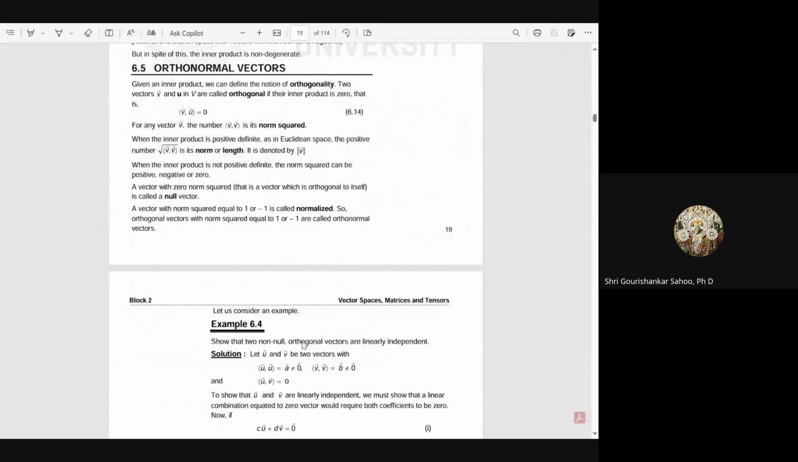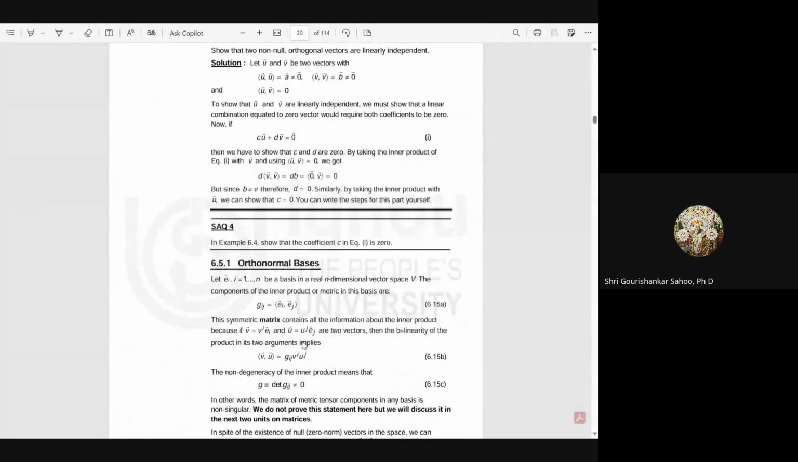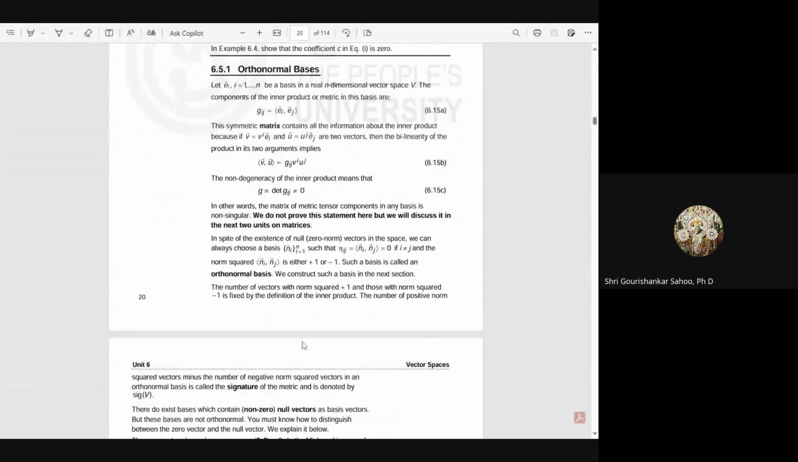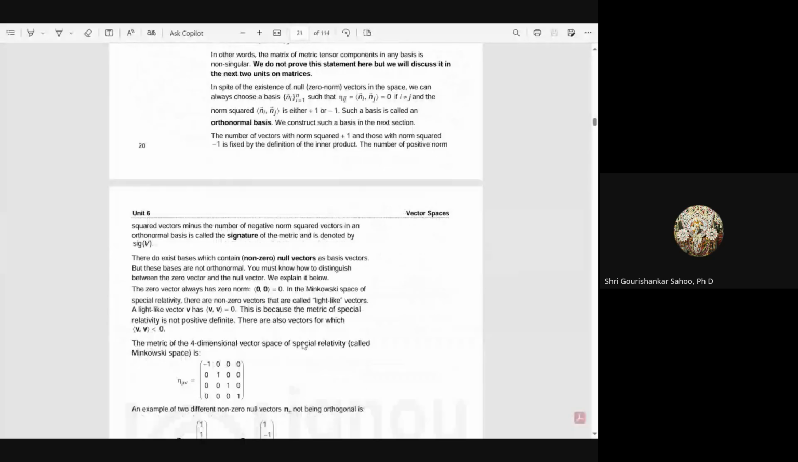Then orthogonal vectors, it yields 0, and orthonormal, which will give you 1. Then orthonormal basis: the symmetry matrix contains all the information about the inner product, and we do not prove this statement here because it is not there in the course. And the basis is called an orthonormal basis, that is either 1 or plus 1 or minus 1.